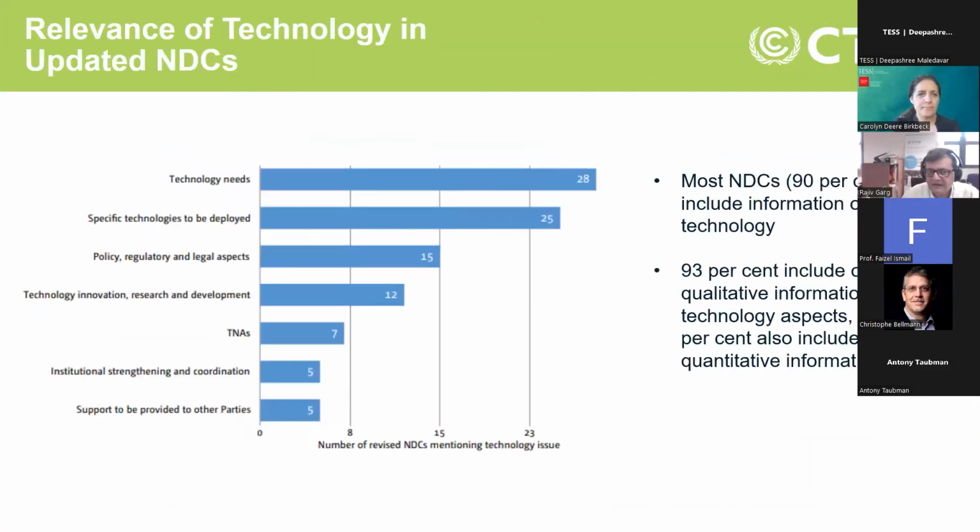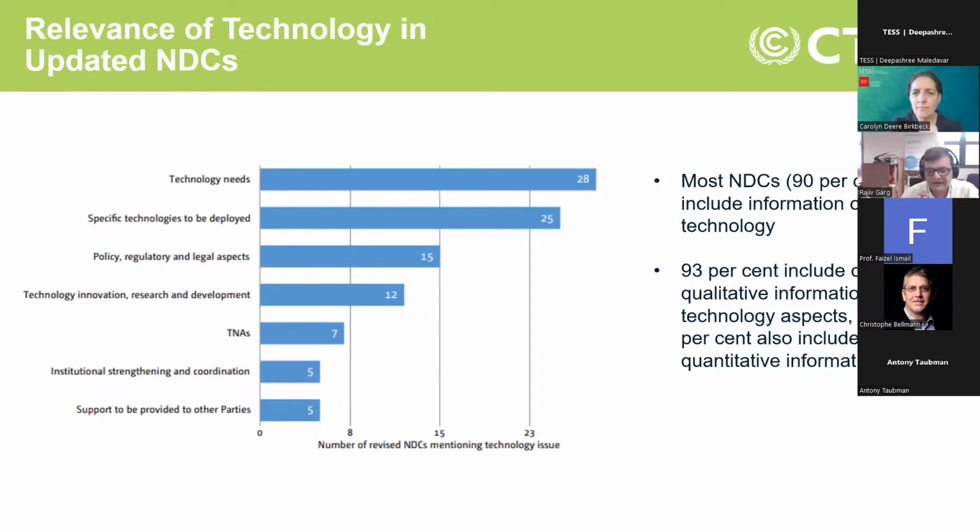What we found in this analysis is that in more than 90% of the NDCs which the countries have submitted, there was a reference to technology, that there is a need, that they want some kind of technology. 93% included only qualitative information on the technology aspects, while 37% also included quantitative information, meaning they broke down the technology requirements, the technology need, and identified the kind of technology which is required, the kind of impacts it is going to have, the kind of GHG emission reduction which they foresee from these efforts.